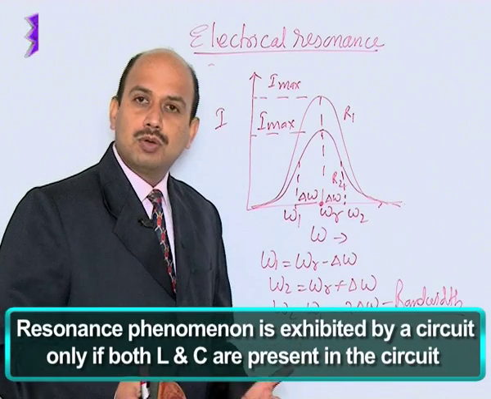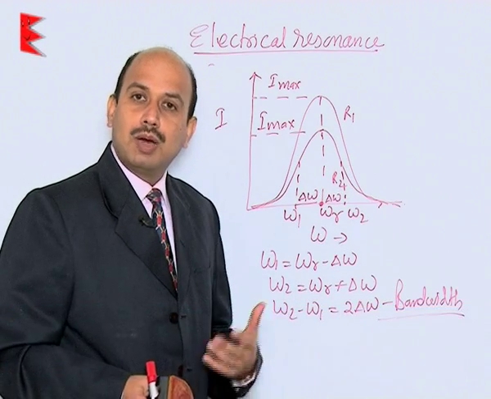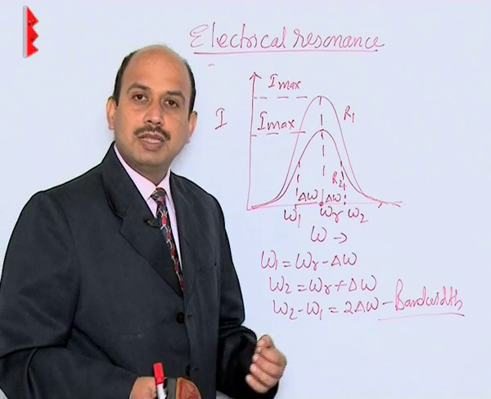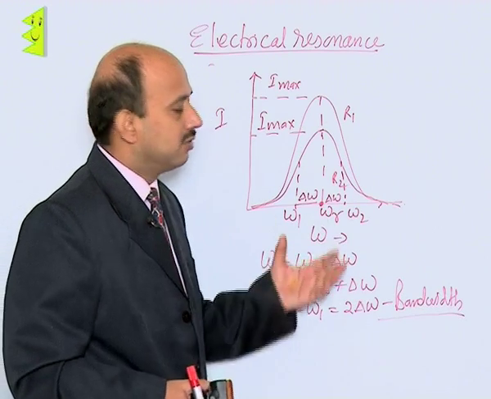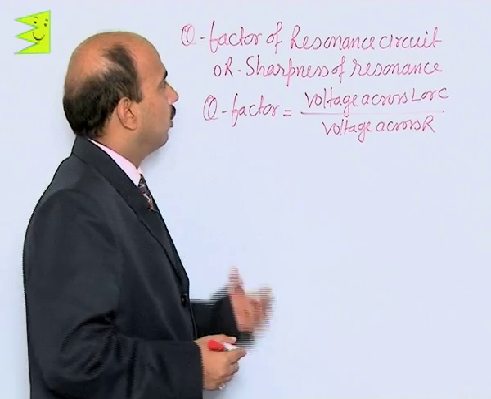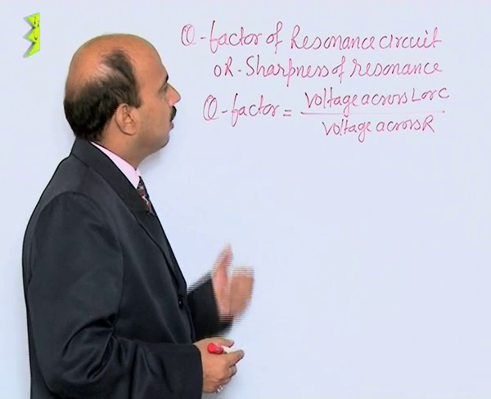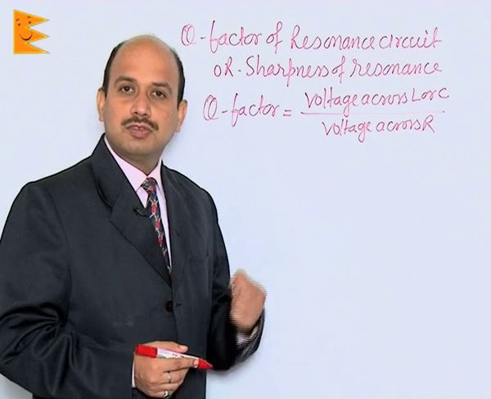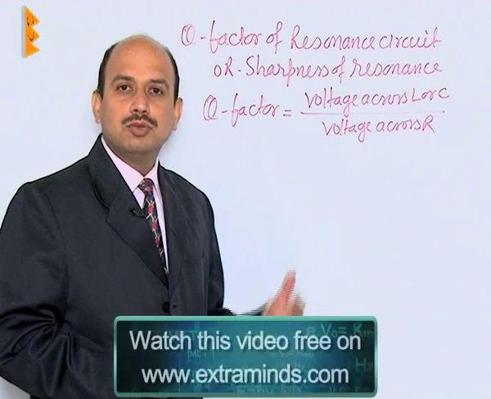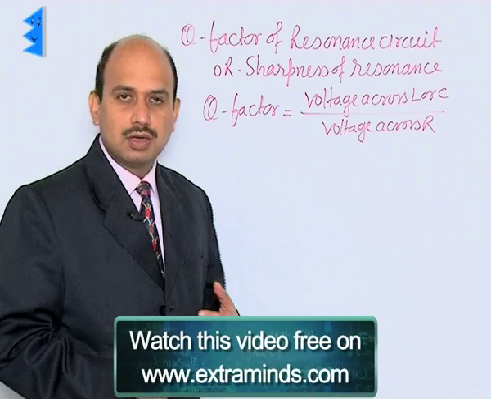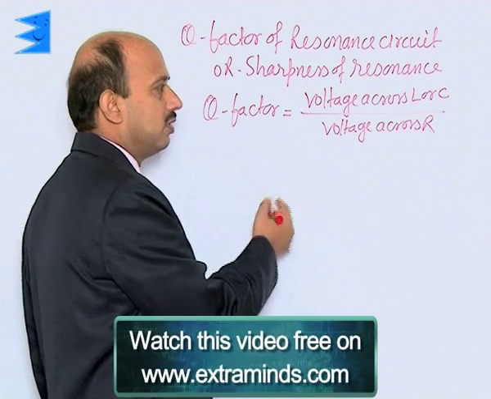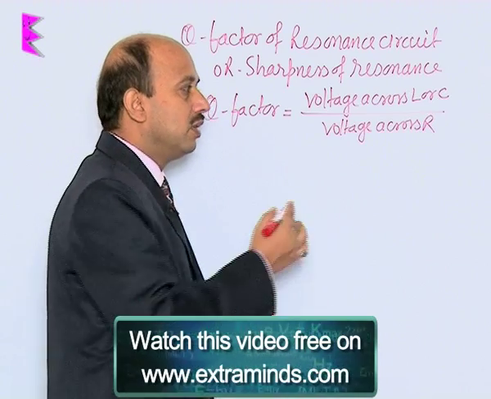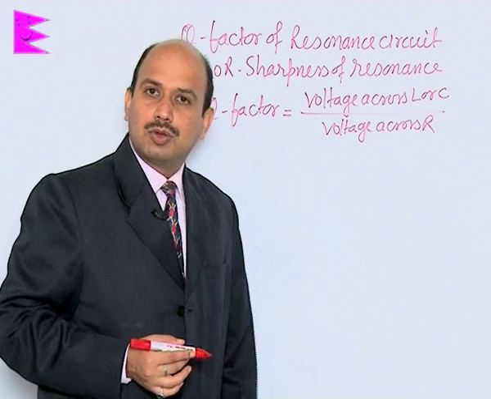Now, we have to see in detail about the quality factor. Quality factor shows the sharpness of the resonance in the LCR circuit. So the sharpness of resonance is defined using the Q value or the Q factor. The Q factor is defined as the ratio of the voltage across L or C and the voltage across R at resonance.